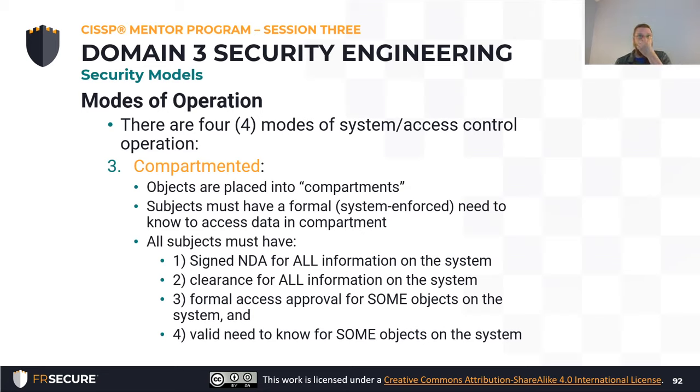All right, compartmented. Objects are placed into compartments. You have to have a formal need to know to access the data in a compartment. And this has got to be that system enforced way. So you'll need to know signing an NDA for all the information on the system, even though you're only accessing some compartment of it, right? You still have an NDA for the entire system. You have to have a clearance for all information on the system, and then have to have access approval for some of the objects and a valid need to know for some of the objects. So even though you're only going to be accessing some of them, you have to sign an NDA for all, and you have to have clearance for the highest level.